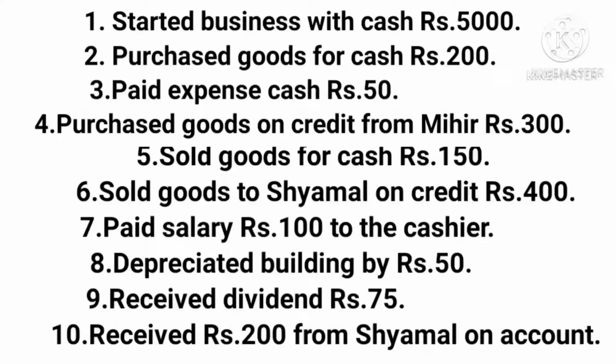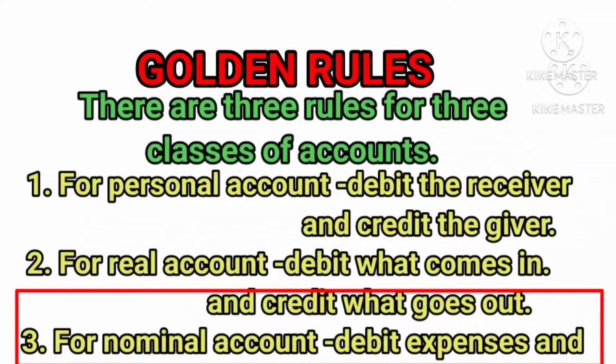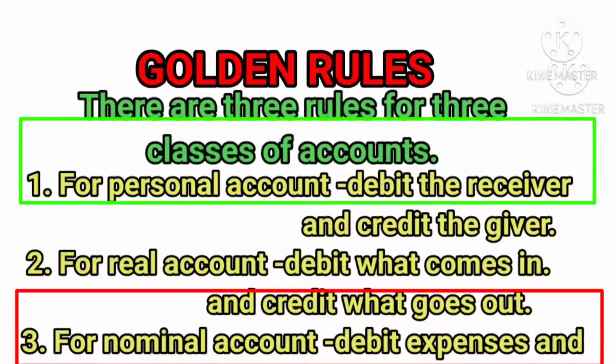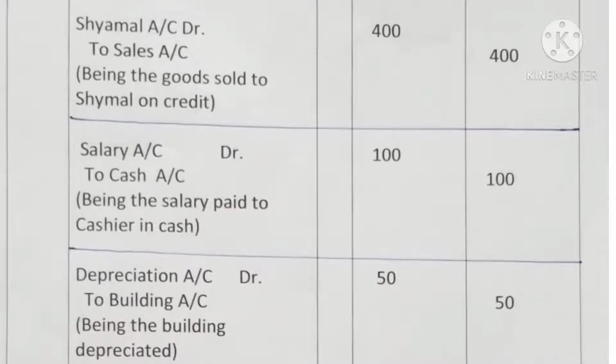Next, number 6, sold goods to Shamul on credit rupees 400. In this transaction, there are two aspects. One is sale, nominal account, and other is Shamul, a personal account. Here receiver, as per golden rule, receiver will be debited and other, sale is an income, nominal account. So sales account will be credited. So we write in the journal Shamul account debit rupees 400 and to sales account credit rupees 400. Narration will be being the goods sold to Shamul on credit.